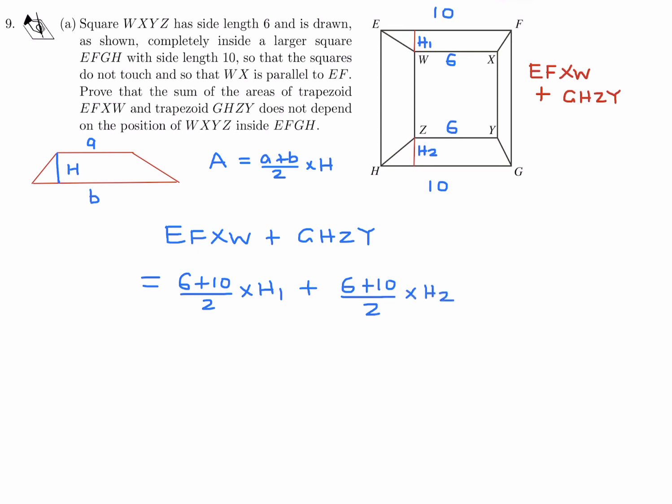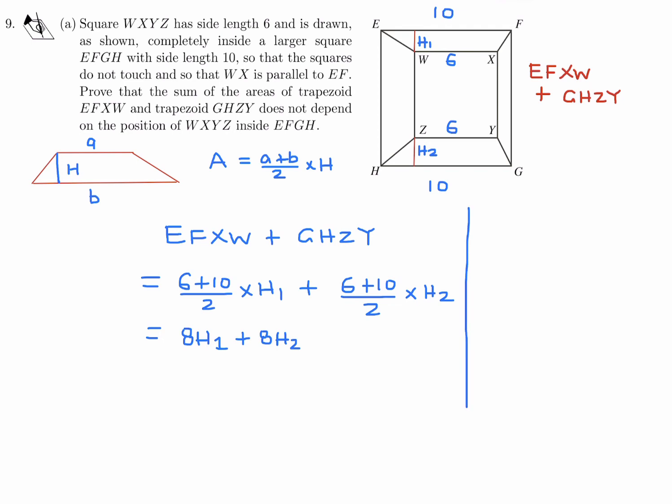Now, so far, it looks like it's dependent on H1 and H2. We have to show that it's not dependent. All right, so how do we do that? Well, first, just simplify this. What's that? 8H1 plus 8H2. All right, so that's about as far as we can get with that.